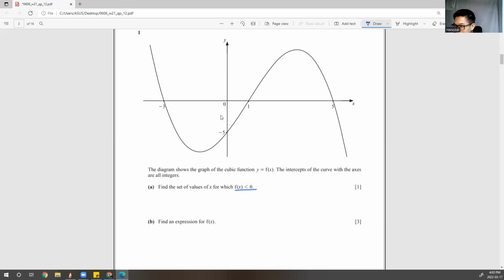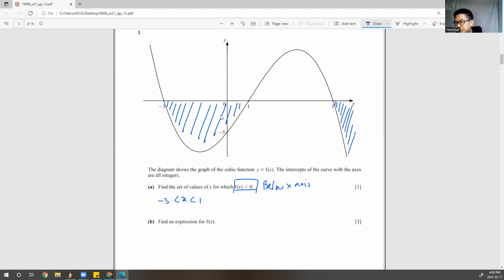Okay, so find the set of values for which y is less than 0. Pay attention to this part: y is less than 0. So y less than 0 is below the x-axis, right? So this is below the x-axis. And then we know that it is negative 3 to 1, so this will be below the x-axis. And then x is more than 5.